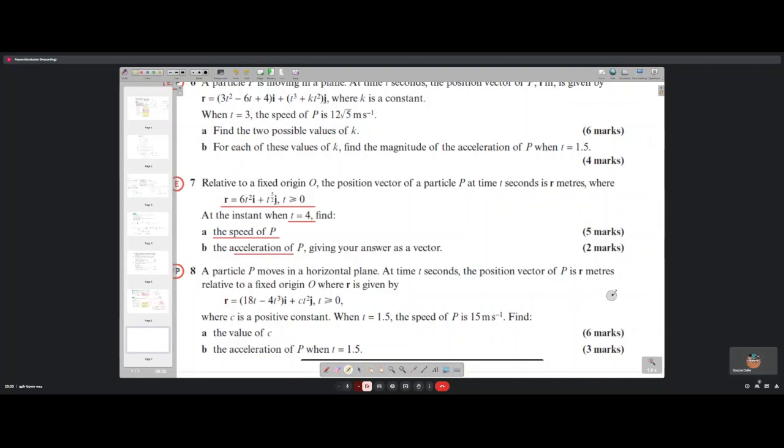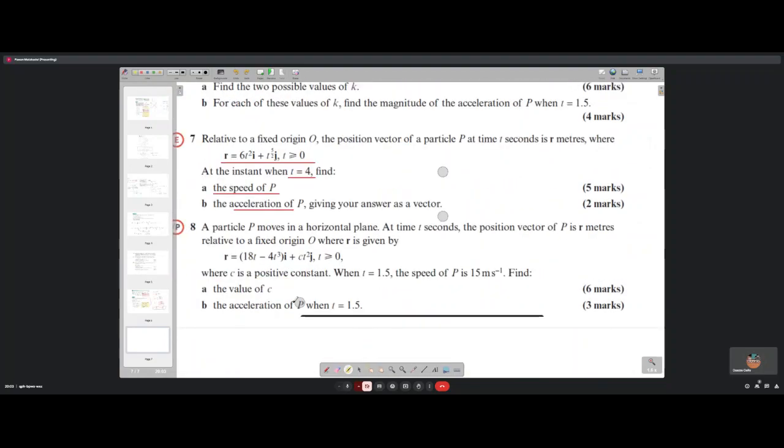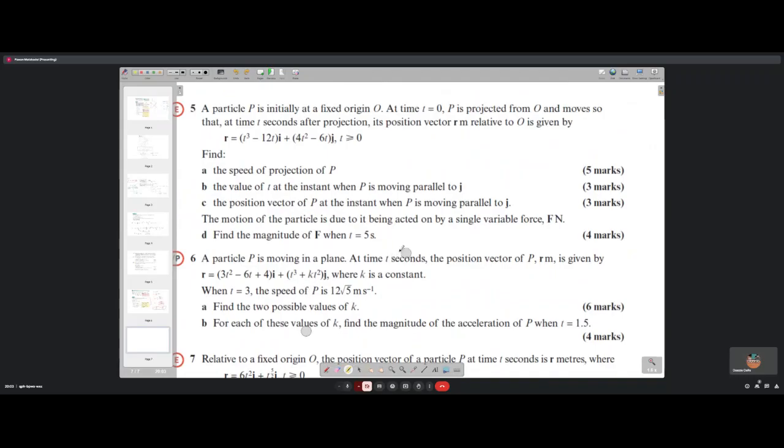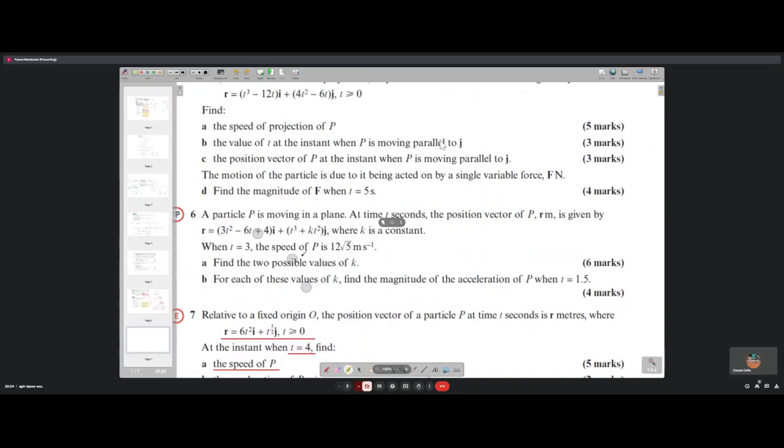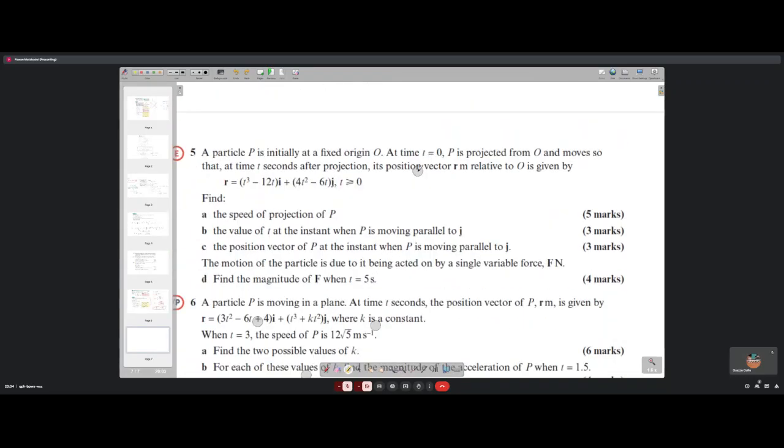You see? Not difficult. And if you look at the rest of these questions, like the more difficult ones, for example, question 5, exactly the same. Find the speed. Nothing difficult there. Find the value of t. So this requires some knowledge of vectors. This is a bit tricky. This is something that will actually rely on what you've done in pure, not so much mechanics.